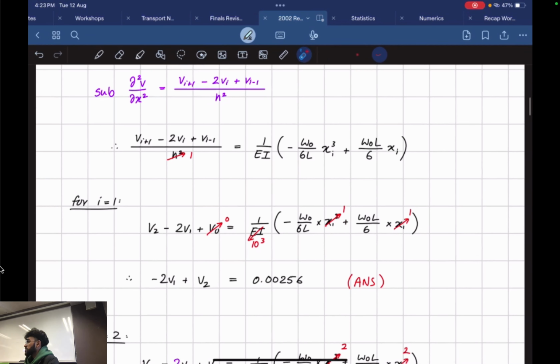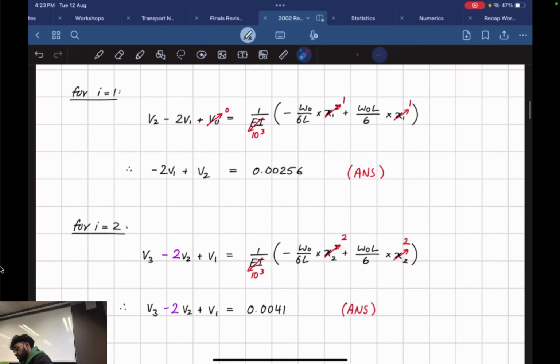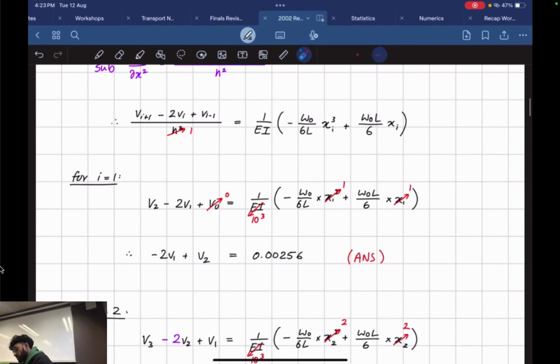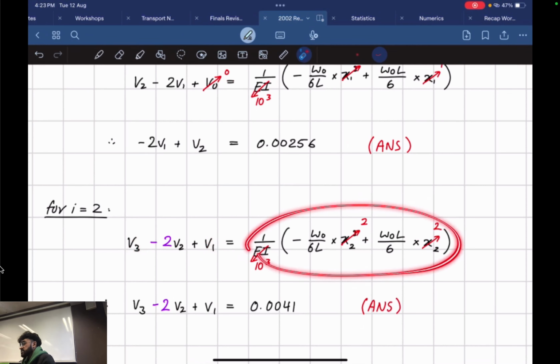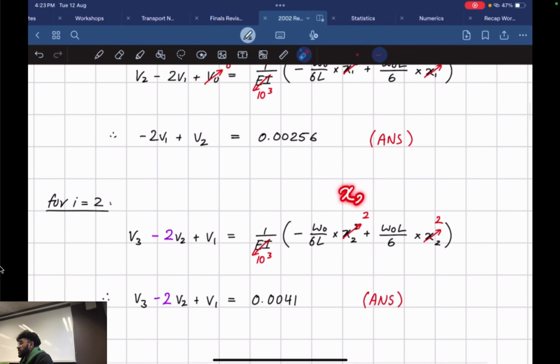Okay, now I'm going to do the same thing for i equals 2. I'm going to use the same finite difference equation, this one up here, but I'm going to sub in i equals 2 now. So at i equals 2, we get V3 minus 2V2 plus V1. And on the left-hand side, instead of x_i, we have x2, which is equal to 2.